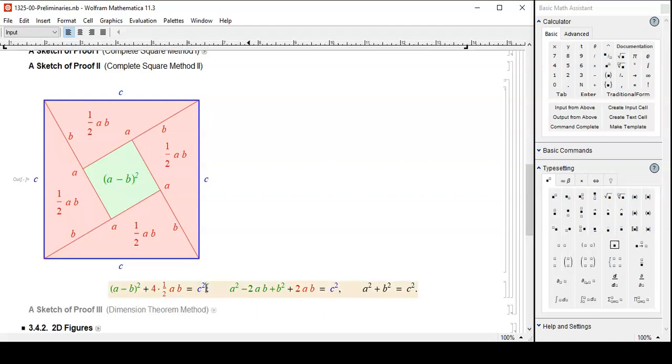So we have the a minus b squared, the green area, plus the areas of 4 triangles, 4 times 1/2 ab, is equal to c squared, and then you algebraically manipulate: a squared minus 2ab plus b squared, and plus 2ab from this red. So these two cancel each other out, and you get a squared plus b squared equal to c squared.